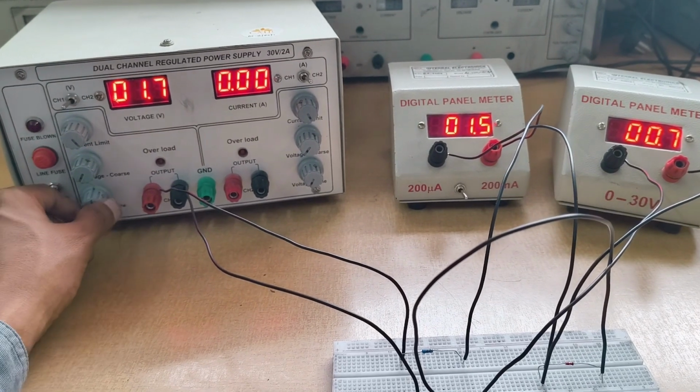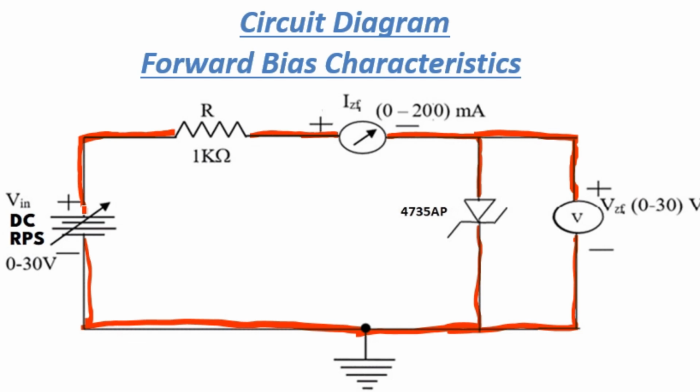Now coming to the reverse bias. For reverse bias, we just remove the supply positive and supply negative and interchange these two terminals.